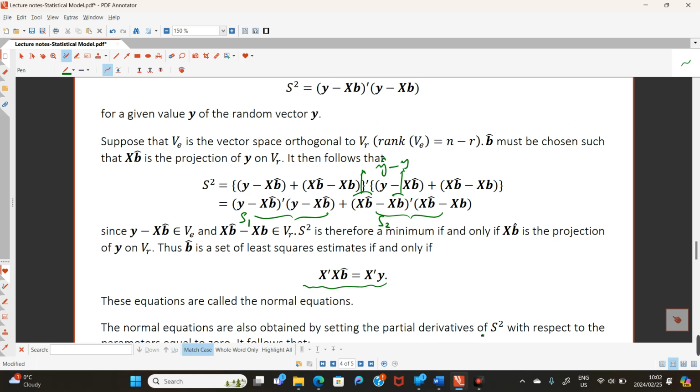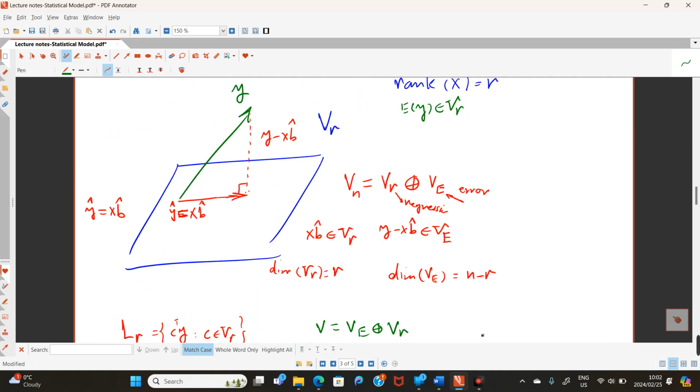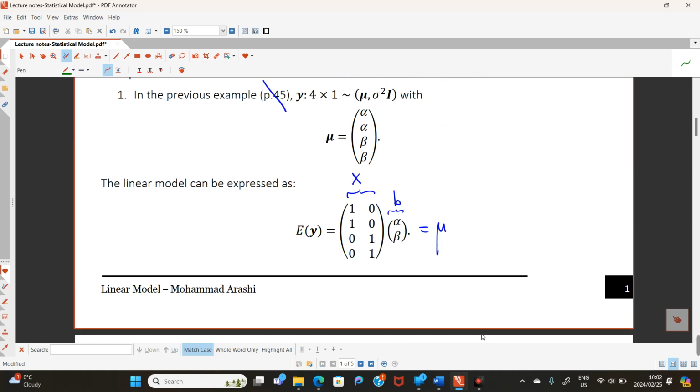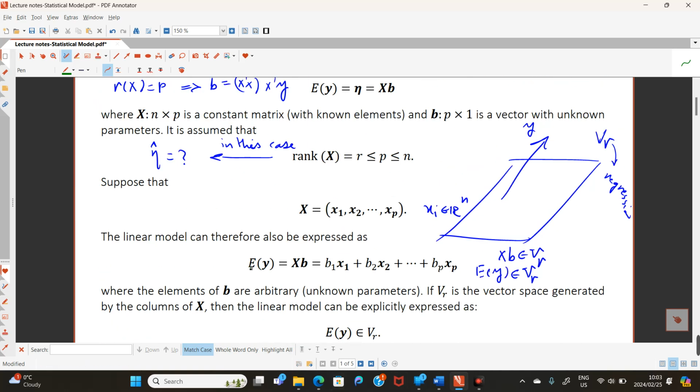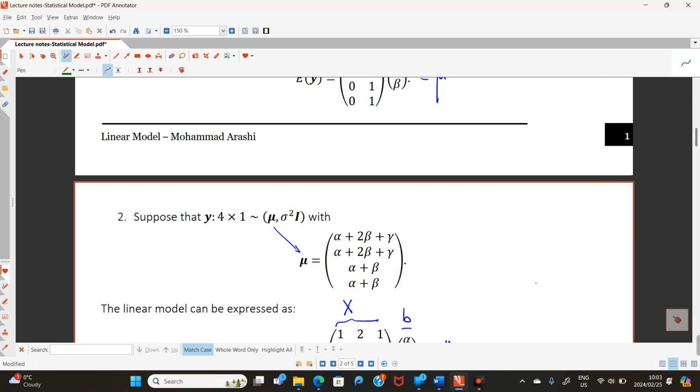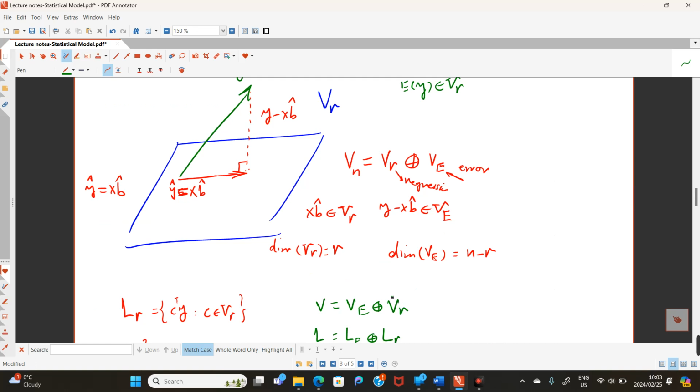So from this explanation, we could understand the meaning of the sum of squares, and why I need the sum of squares in order to estimate the expected value of Y. Remember we started from the fact that the expected value of Y is in VR. So we motivated that the projection is needed, and then projection led us to find B hat, or better B hat. No difference.